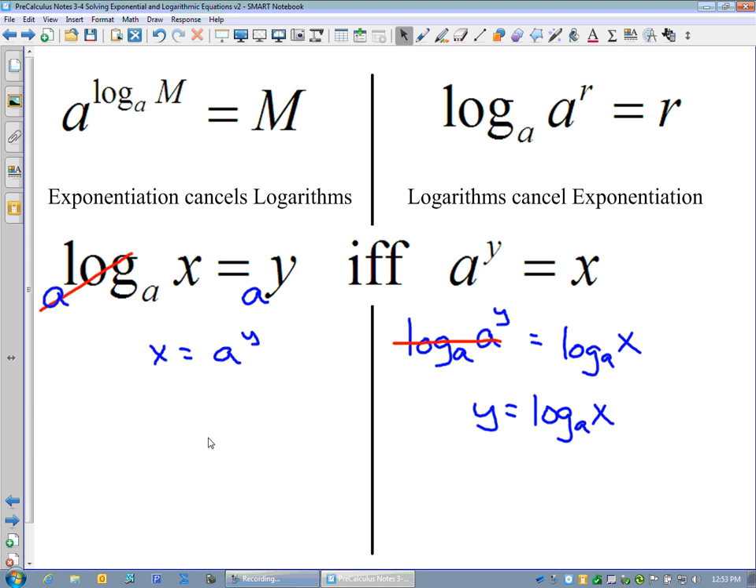So the moral of the story here, and the manipulations get easier if you just realize the visual part of it, is that exponentiation cancels logarithms, and logarithms cancel exponentiation. But of course, let's see these in some problems.